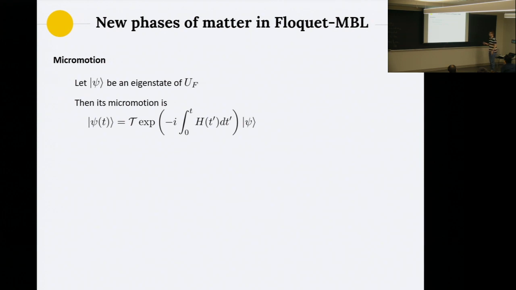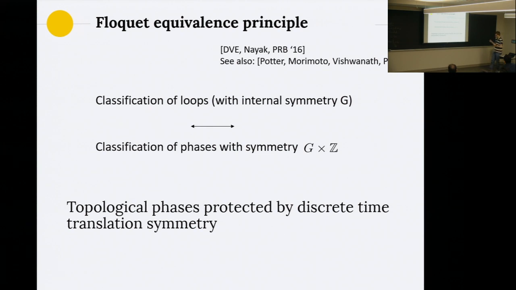Floquet MBL. So we talk about a periodically driven system: the Hamiltonian is time-dependent, but it has some period, capital T, so the Hamiltonian comes back to itself after that driving period. In this case, we can construct a discrete time evolution operator, which I call UF, which is unitary and describes the time evolution of the Hamiltonian over one driving period. If you want to go to late times, you just take powers of UF, so it's a discrete time evolution operator.